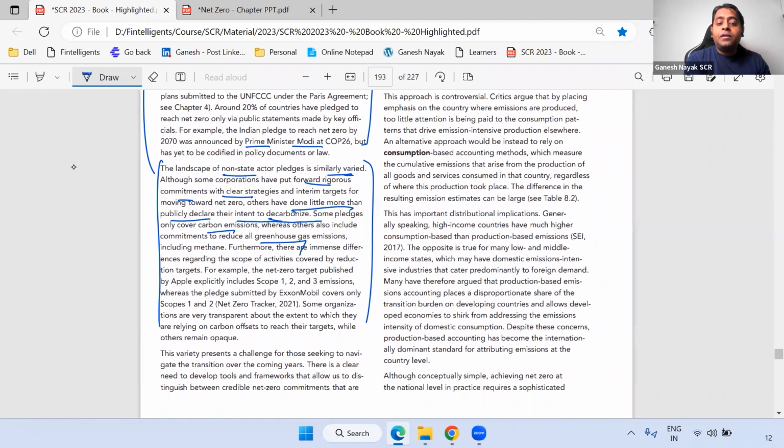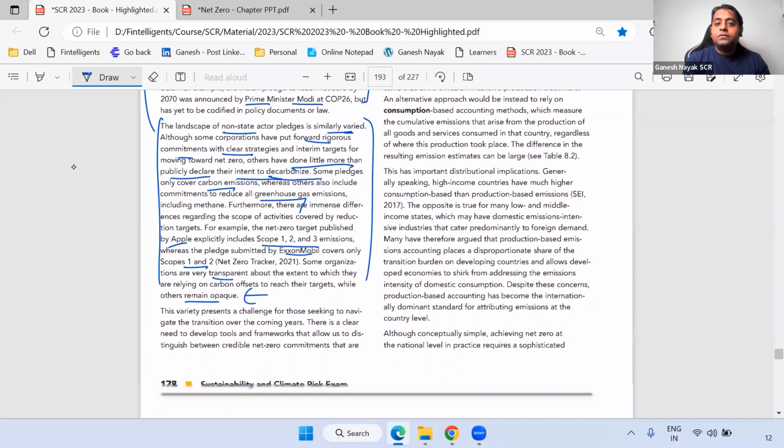For example, Apple said that when we reach net zero, we'll focus on scope 1, 2, 3. But ExxonMobil only said we are going to focus on 1 or 2. So there is huge variation. Apart from that, there is a transparency-related issue also. That has been highlighted over here. So all of this is critical.